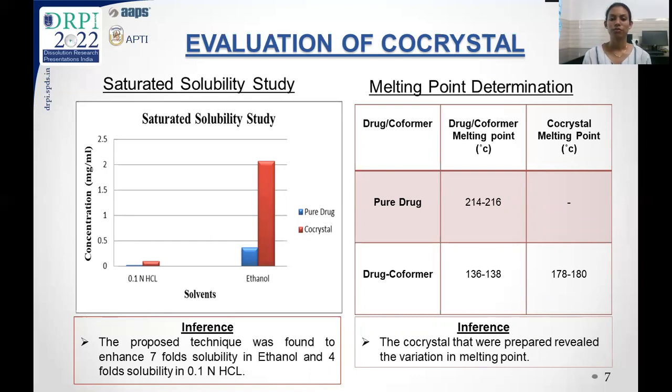Then we have performed the melting point determination study using digital melting point apparatus. We have checked the melting point for our pure drug, coformer and a co-crystal. The co-crystal showed melting point of 178 to 180 degrees Celsius. So conclusion is that the co-crystals that were prepared revealed variation in melting point.